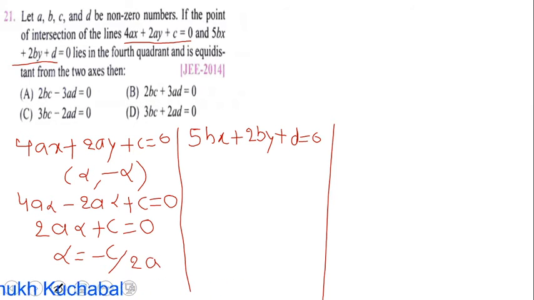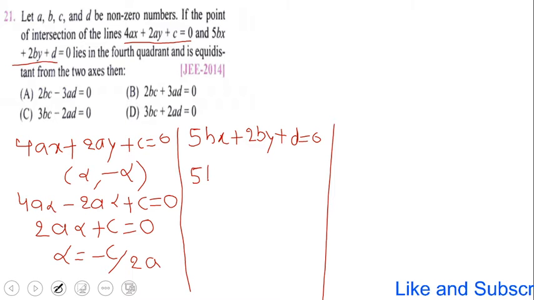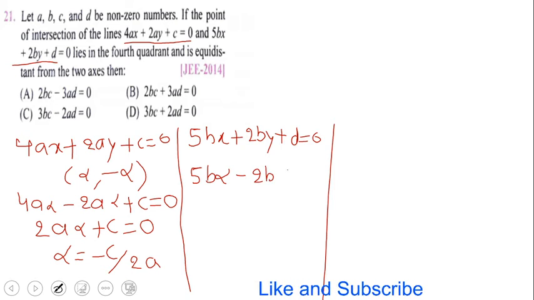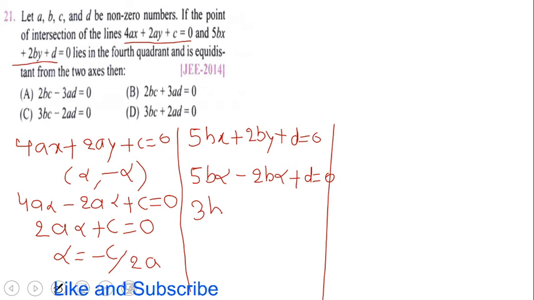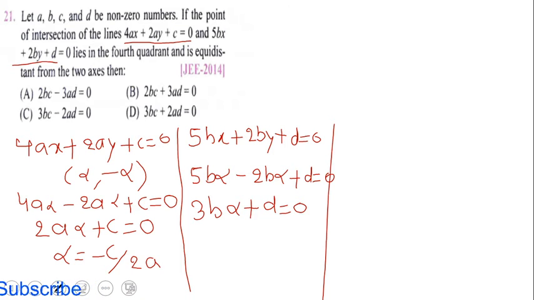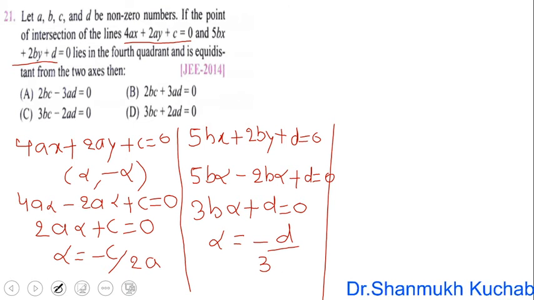So further, in the second equation also, x is replaced by alpha, y is replaced by minus alpha. We get 5b alpha minus 2b alpha plus d equal to 0. Then 5 minus 2, 3b alpha plus d equal to 0. So the solution for alpha we get is minus d divided by 3b here.